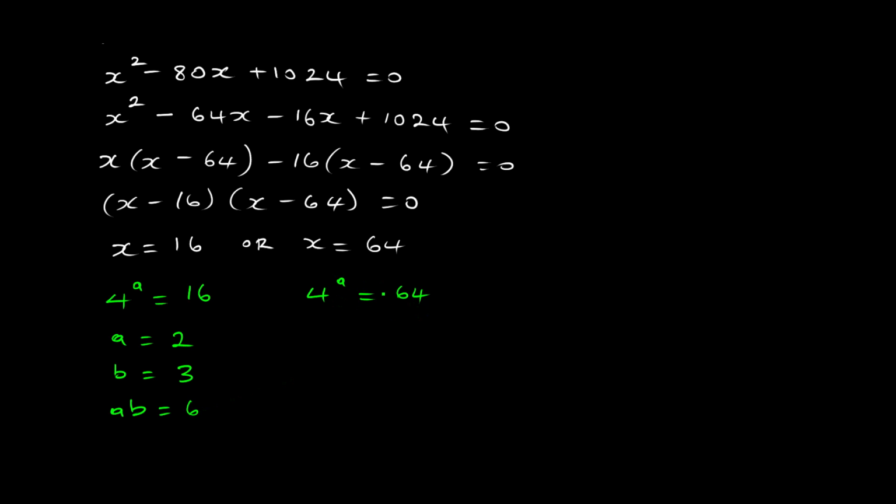Okay, great. And the same would apply here. So 4 to the 3rd power would be, 4 squared is 16, 4 times 16 is 64. So a in this instance would be 3, and b in this instance would be 2. So a times b is still 6. So this would leave the possible solution: ab is equal to 6, and that would be our solution.